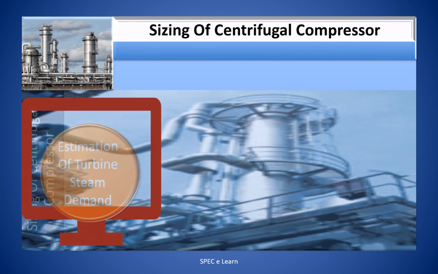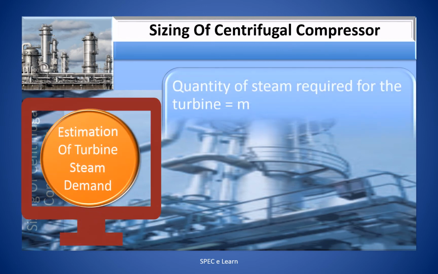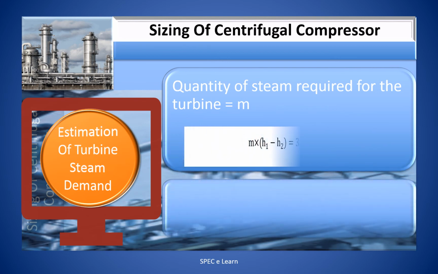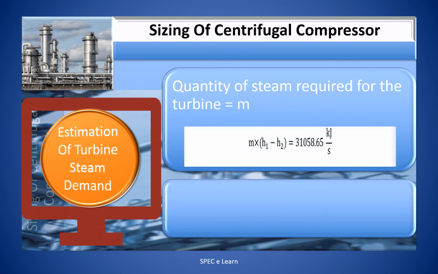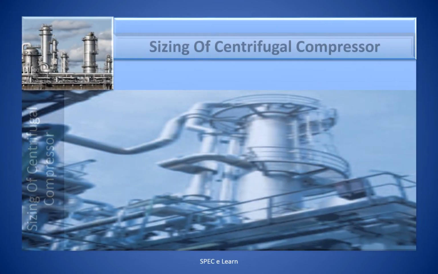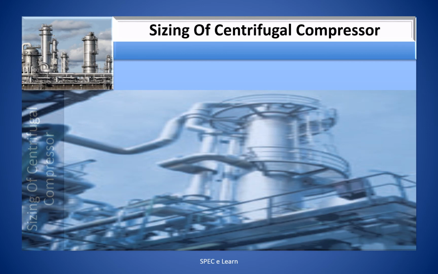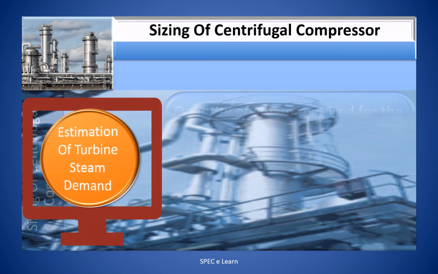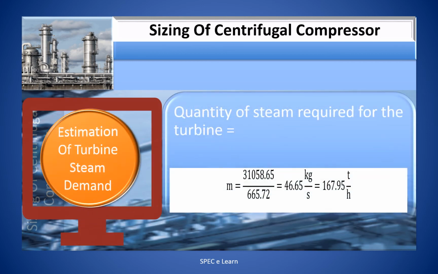The quantity of steam required for the turbine can be obtained from the energy balance using the expression here. So the calculated value of steam required for the turbine is 46.65 kg per second, which works out to 167.95 tons per hour.